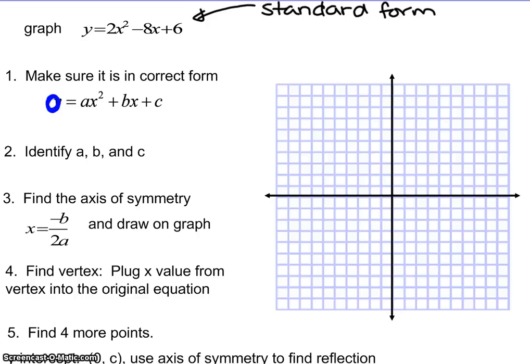And then I want to identify a, b, and c. When I look at it, I want to know what a, b, and c are because I'm going to plug those into some formulas. So when I go up here to my function, a is my quadratic coefficient, so it's the one with the x squared. b is the piece that's with the linear, so it's with the x. c is the part that doesn't have a variable.